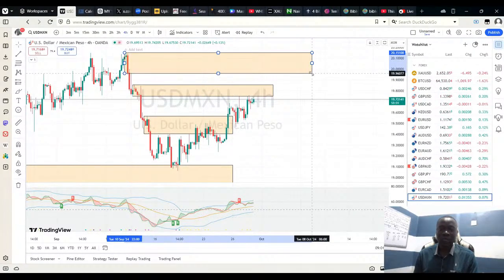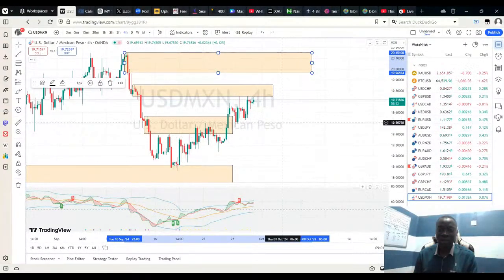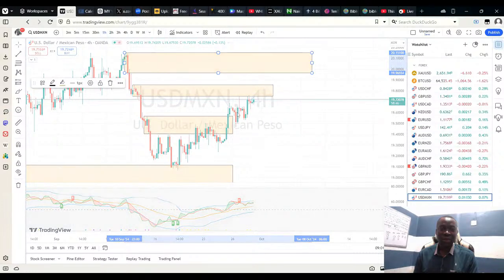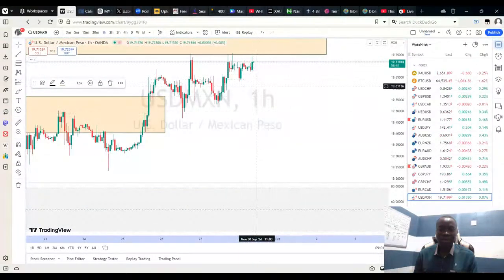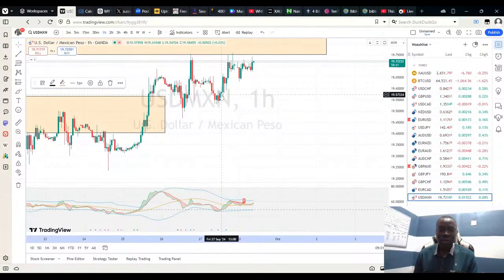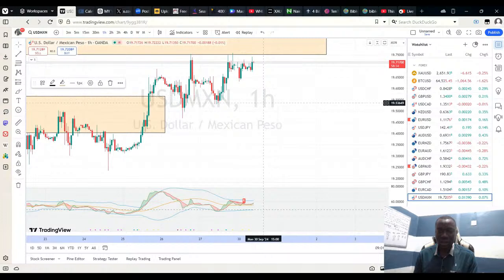So what I'm looking at on USD MXN is I'm still looking at the market to come to the price of 20.10000. That's where I'm still expecting this market to push up to. However, if you want to look for a re-entry on this market, I will advise you to look for re-entry at this junction. Expect the market to pull back to the price of 19.5848. Expect a pullback to that region before you continue buying to the top.